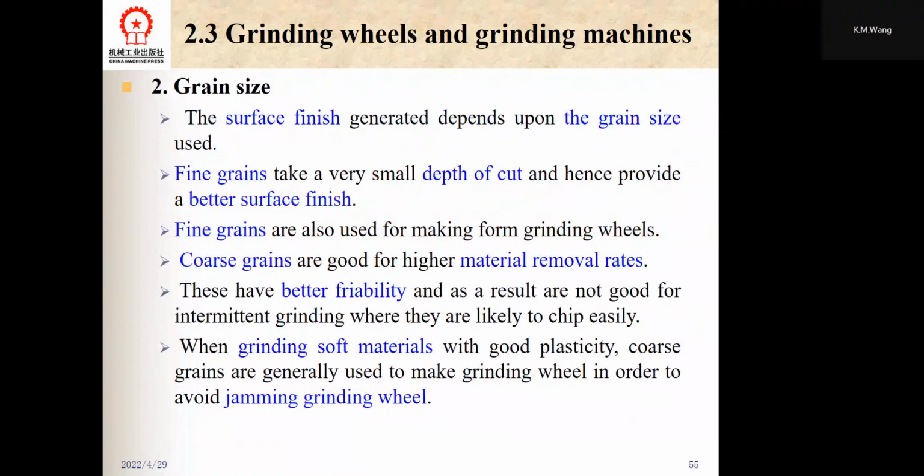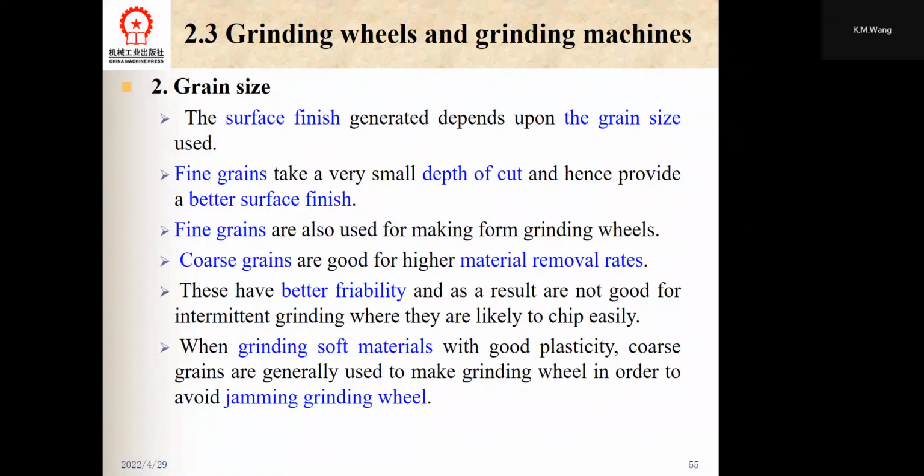The surface finish generated depends on the grain size used. If you use fine grains, it will take a very small depth of cut, and hence provide a better surface finish. And the coarse grains are good for higher material removal rates. These have better friability, and as a result are not good for intermediate grinding, where they are likely to chip easily.